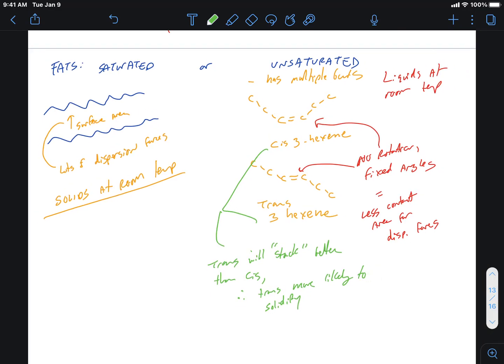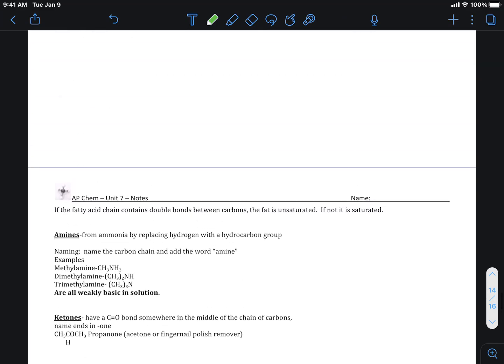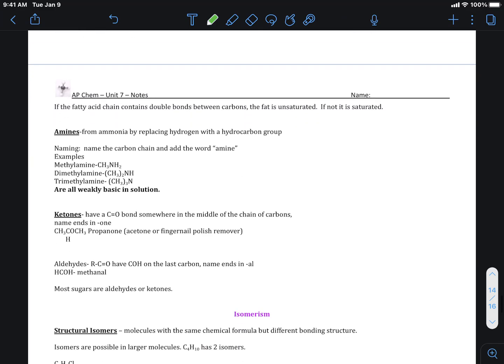Okay. You know what? This is actually a good place to stop right here for today because I do want us to go over the tests. So we'll cover the rest of the functional groups next.